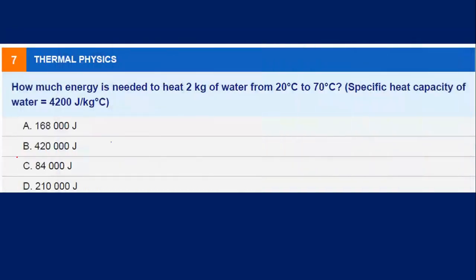Question number 7. This is from thermal physics. How much energy is needed to heat 2 kg of water from 20 to 70 degrees Celsius, while the specific heat capacity for the water is 4200 joule per kg degree Celsius? So remember the equation, and the equation is pretty easy. E equals mc delta T, or delta theta. Okay. So what is E? The mass is 2 kg, this is 4200, and this is 70 minus 20. This is the change in temperature. So you calculate it, and this is 420,000 joule. That is B.